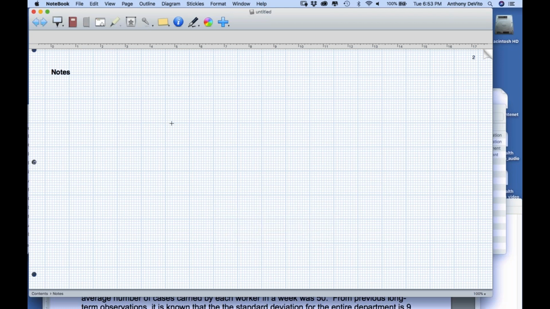Okay. So what we're going to be looking at here, in terms of calculating confidence intervals, is a situation where we're taking repeated samples, right? We're always going to be working with samples.